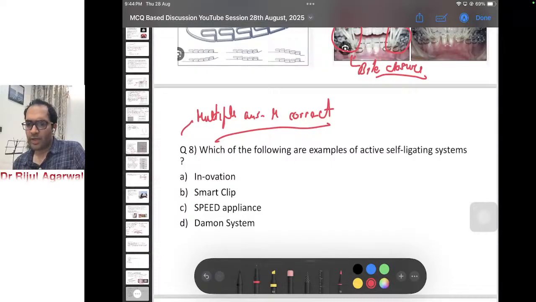It says option A, D. Vishnu says option A, C, D. Anyone else? Rich modified A to D, Damon system. Nikita says option A and C.